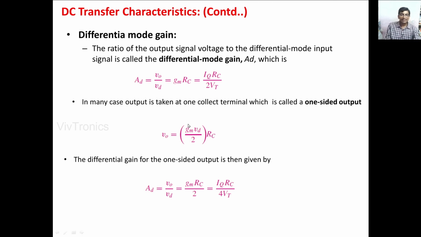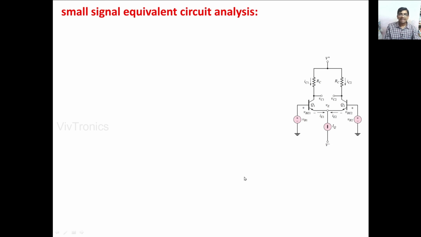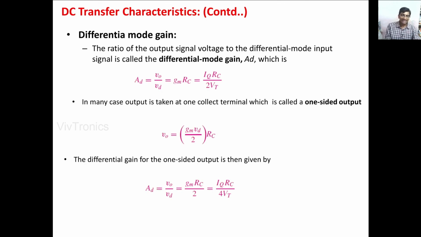So this is about the differential mode gain of the differential amplifier in terms of signal parameters. We can also derive this differential mode gain as well as the common mode gain using the small signal equivalent circuit analysis of the differential amplifier, which we are going to discuss in the next class. This is one type of derivation for the differential mode gain, and we are also going to take another type of differential mode gain derivation from the small signal equivalent circuit of the differential amplifier circuit.